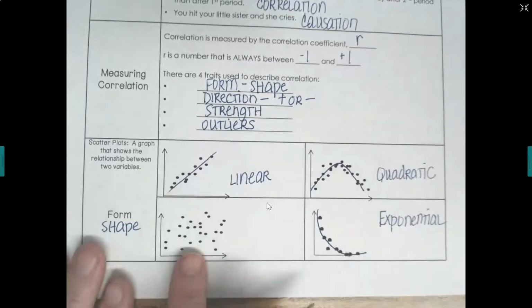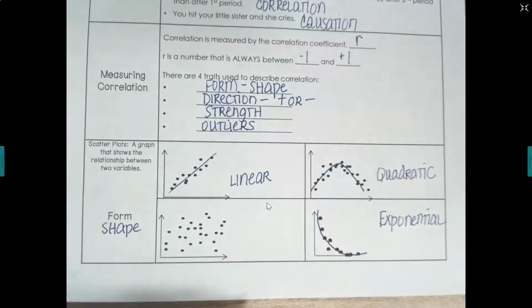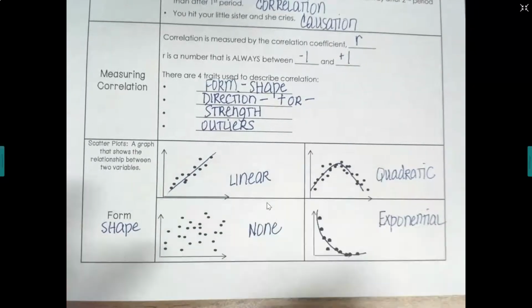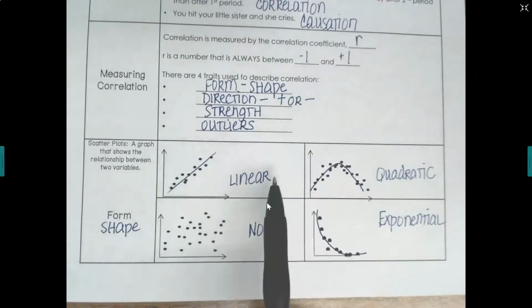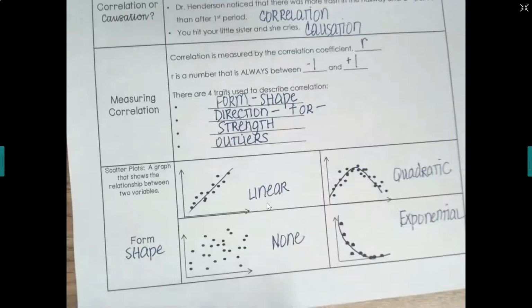And then in my last one, I can't see a shape. It's just kind of all over and very scattered, and we're just going to write none. There's no shape, no form. I can't tell you much about it, but really the majority of what we're doing is linear because you cannot have a correlation coefficient without a line, but you'll also need to be expected to know about these other three shapes. Okay? All right, let's go ahead and flip this over.